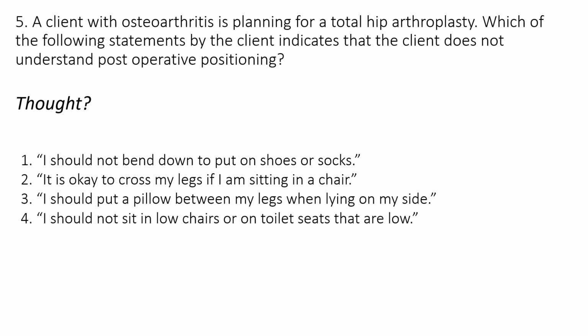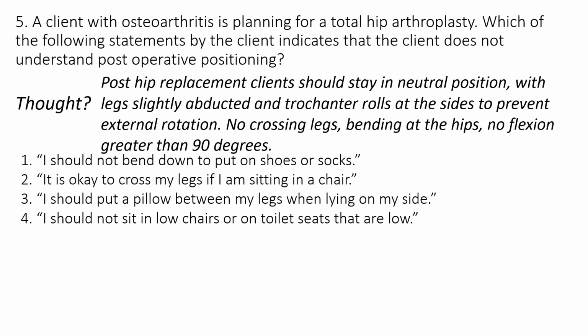And the answer here is number 2. So the question is asking what is wrong about positioning after a total hip arthroplasty, which is just a total hip replacement. And so we should be thinking about post-operative positioning, and then we want to pick something that goes against that. So for post-hip replacement, clients should stay in a neutral position with their legs abducted, so slightly out, with that pillow between their legs. And they should also have these trochanter rolls on the outsides of their hip to prevent their hips from being externally rotated. They should really not do any serious bending. No crossing the legs, no bending of the hips, no flexion greater than 90 degrees.